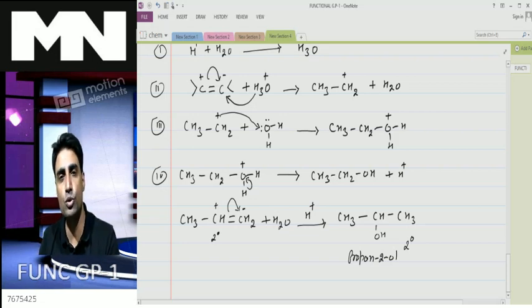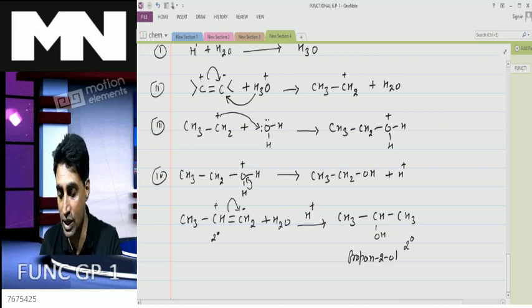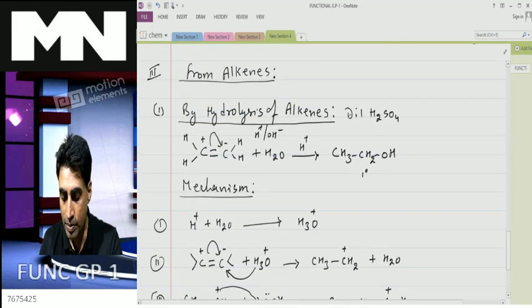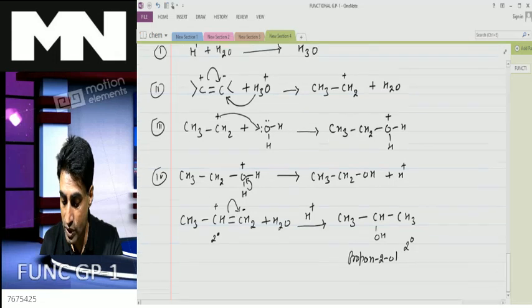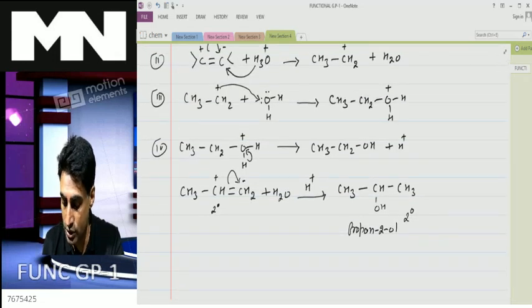Now the question comes to our mind, if we want to prepare propan-1-ol, if we don't want to follow Markovnikov's addition, do we have a method of doing that? Of course, we have a method of doing that, and that method is hydroboration oxidation. This is what we are going to see next from alkene. So from alkene, the first step we have done, the first one is by hydrolysis of alkenes. The second one we'll do is by hydroboration oxidation.